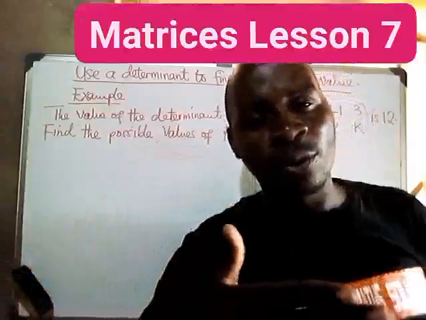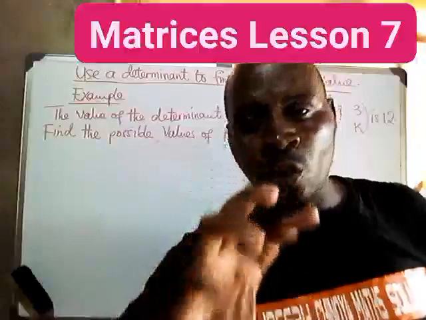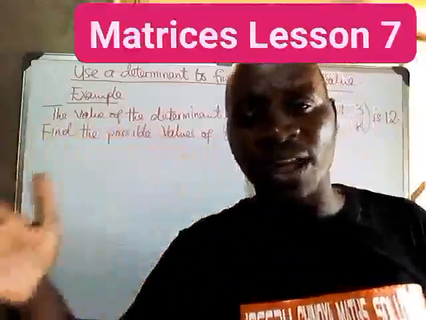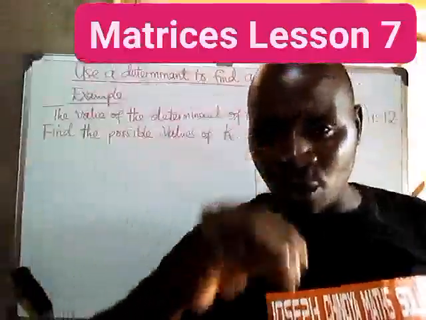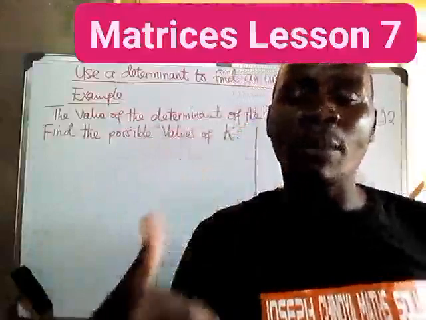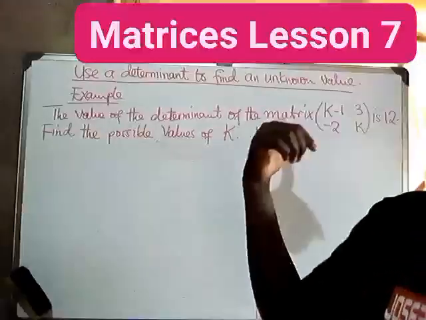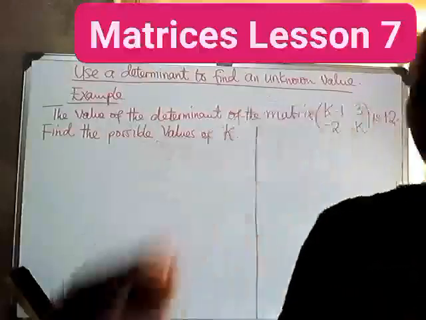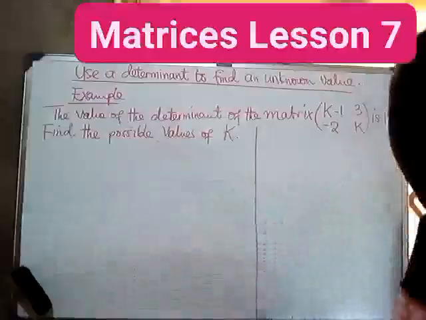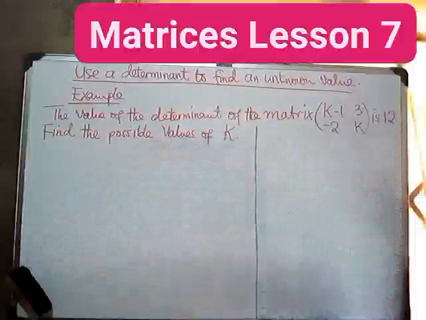Even if you go through papers, you can look at 2 or 3 or 4 different papers of different years. As long as they are paper 2 papers, you are going to come across such a question where you are given the matrix, but one element is of unknown value. So how do we handle such a question? Let's follow closely as we answer this question.